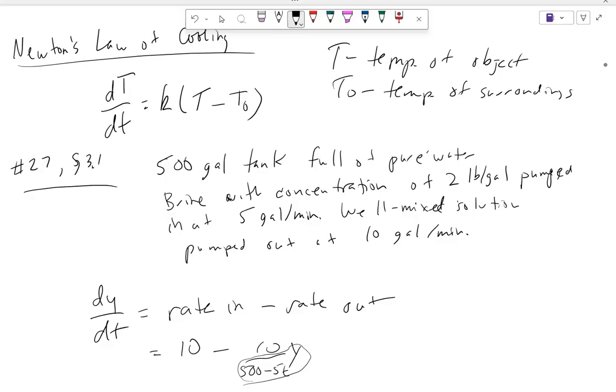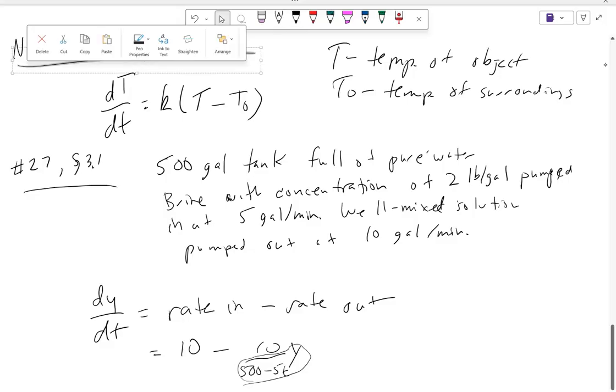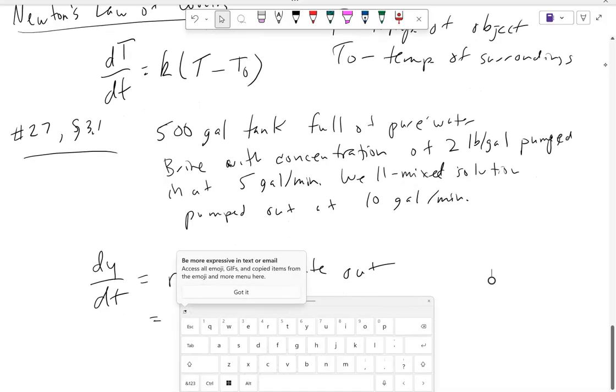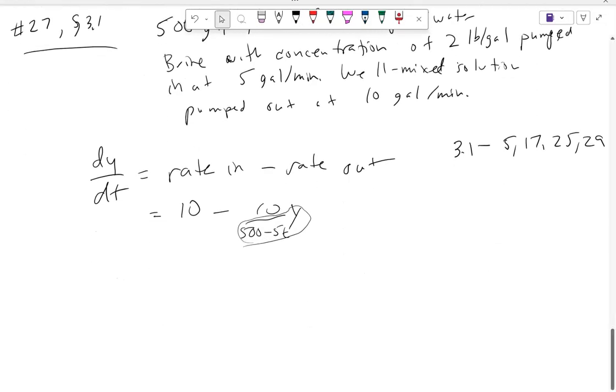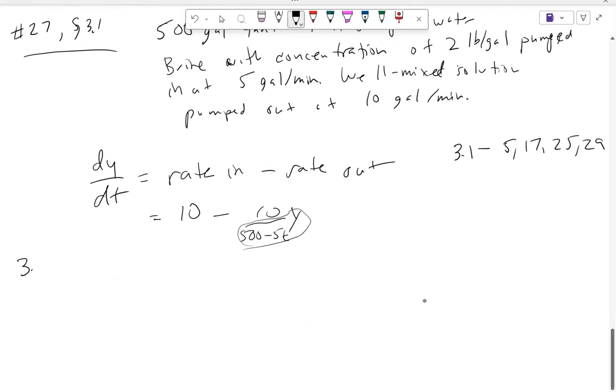All right. Let me give you a couple of problems to look at. And again, these are more about setting things up more than the solving parts. This is 3.1. Look at 5, 17, 25, and 29. All right. They also, in the next section in 3.2, talk about nonlinear models.